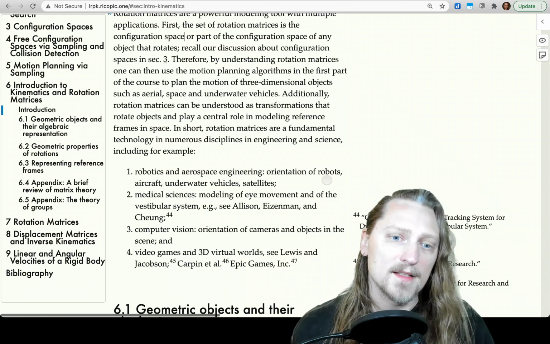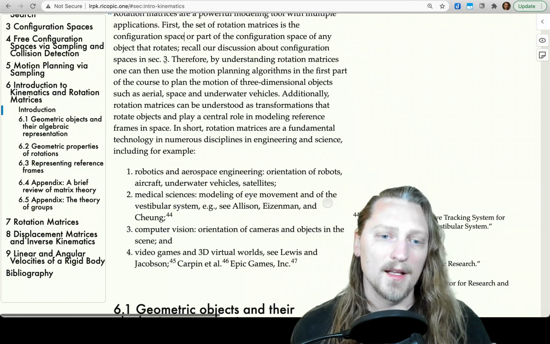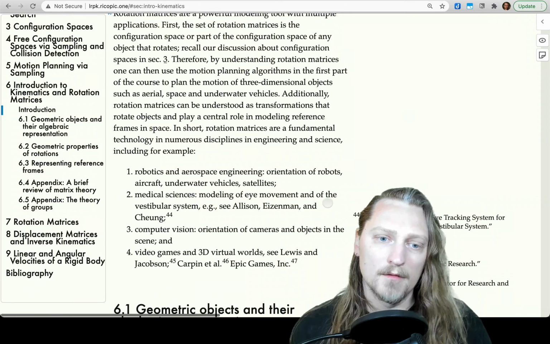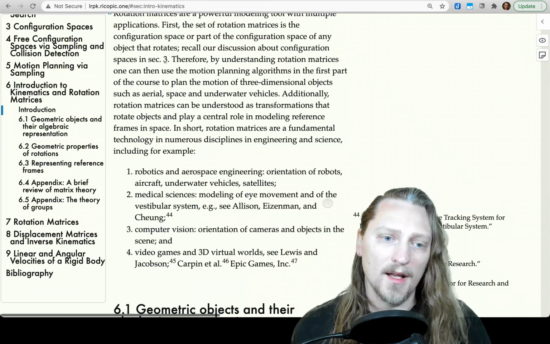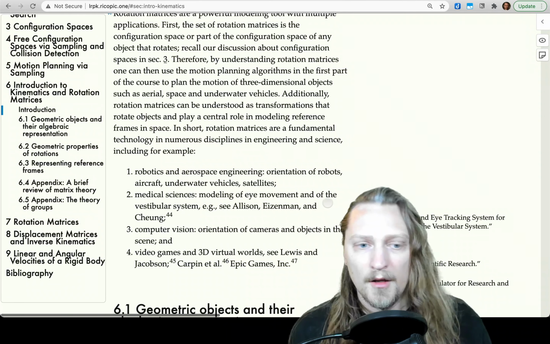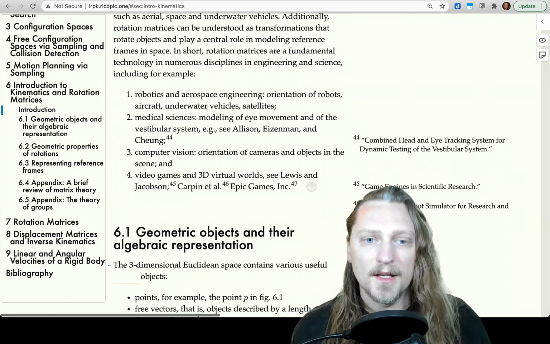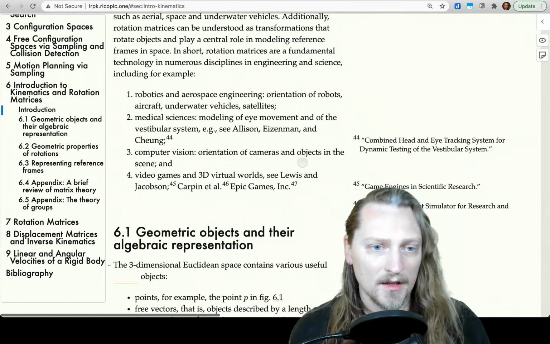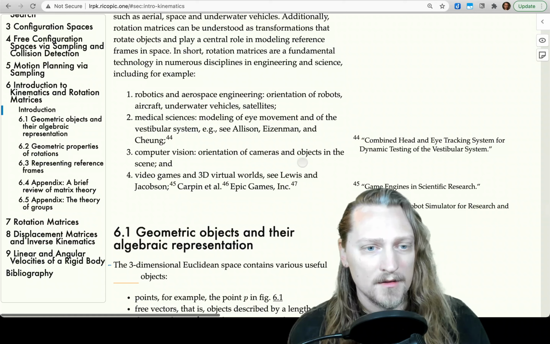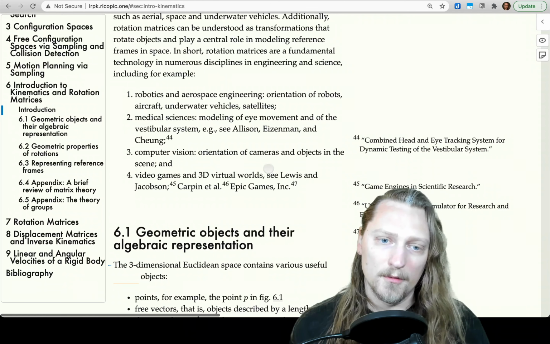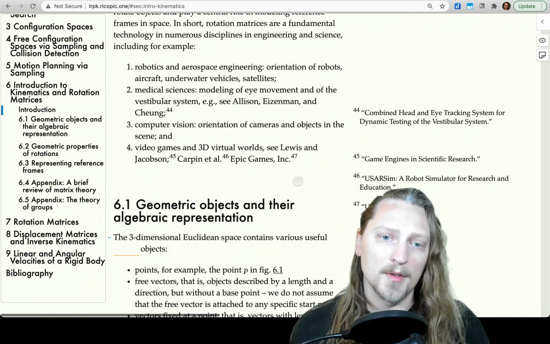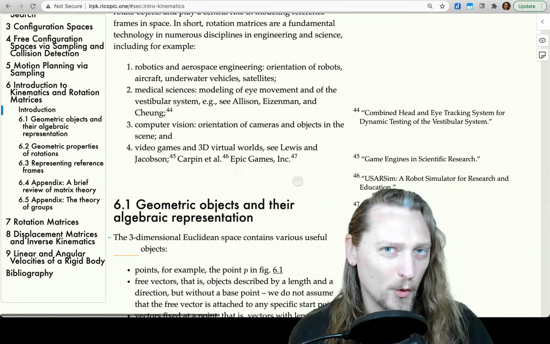2. Medical sciences, modeling of eye movement and of the vestibular system. For example, see Allison, Eisenman, and Chung. 3. Computer vision, orientation of cameras and objects in the scene. And 4. Video games and 3D virtual worlds. See Lewis and Jacobson, Carpin et al., Epic Games Incorporated, etc.